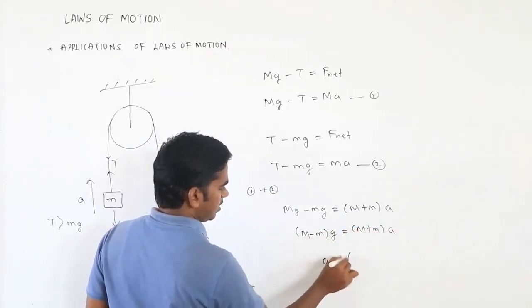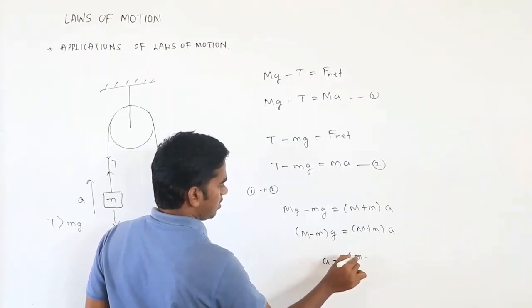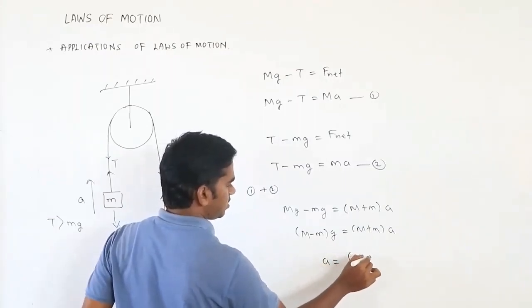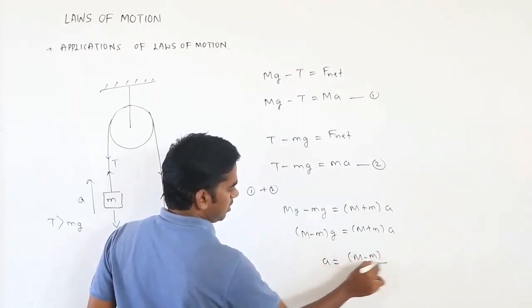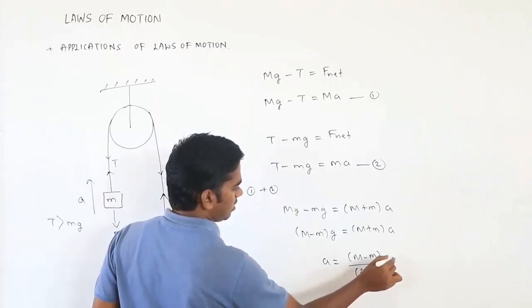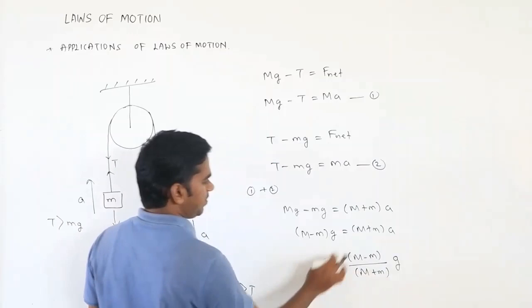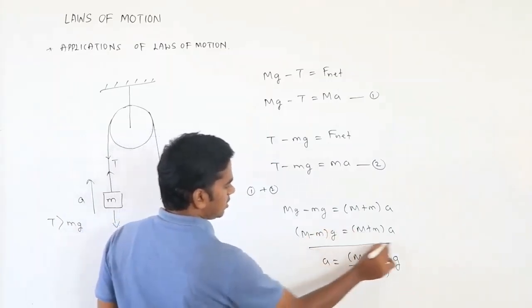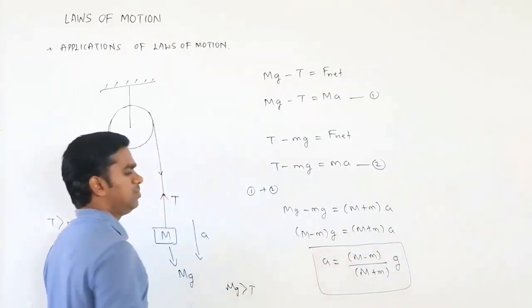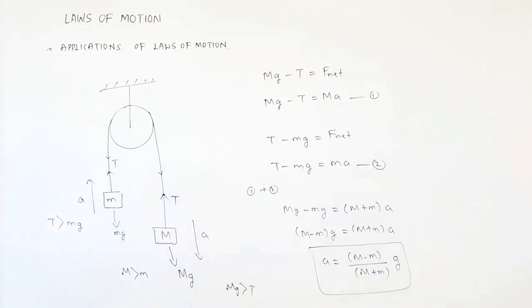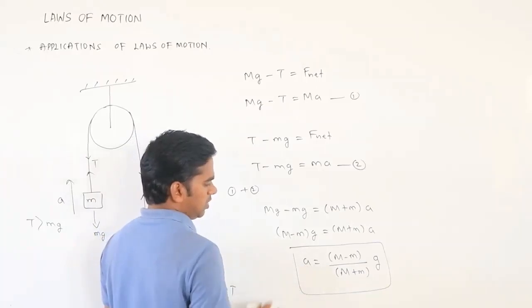So acceleration is mass of the heavier body minus mass of lighter body, divided by mass of heavier body plus mass of lighter body, into G. I am just taking it on this side. So this is going to be the acceleration of the system, acceleration of body 1 or body 2, whichever you can take. So this is the acceleration we got.